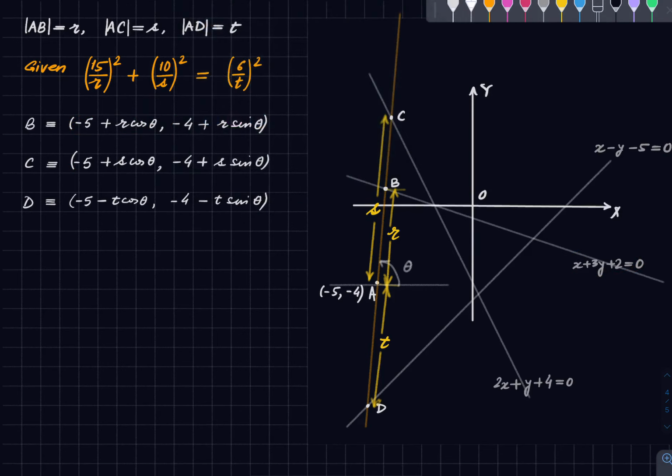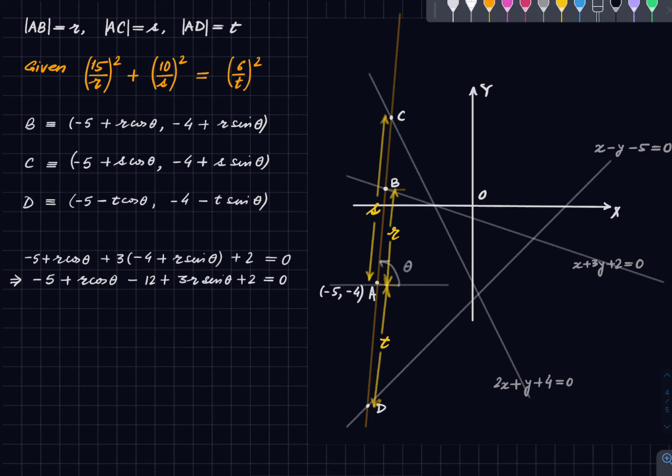So minus 5 plus r cos theta, this is x, plus 3 times minus 4 plus r sin theta, plus 2 equals 0. We have that because B lies on that line. Let's solve for r. So this implies minus 5 plus r cos theta, minus 12 plus 3r sin theta, plus 2 equals 0.